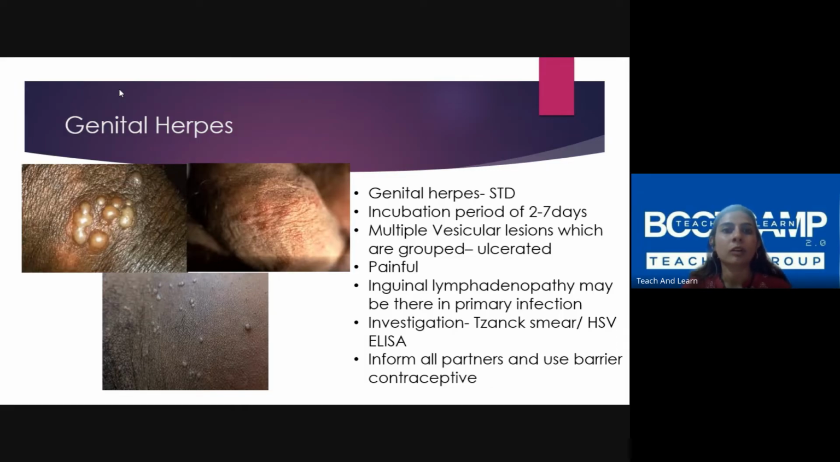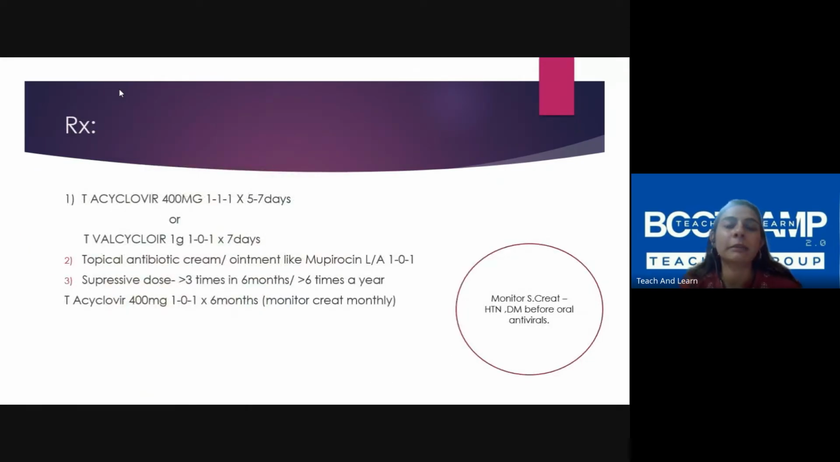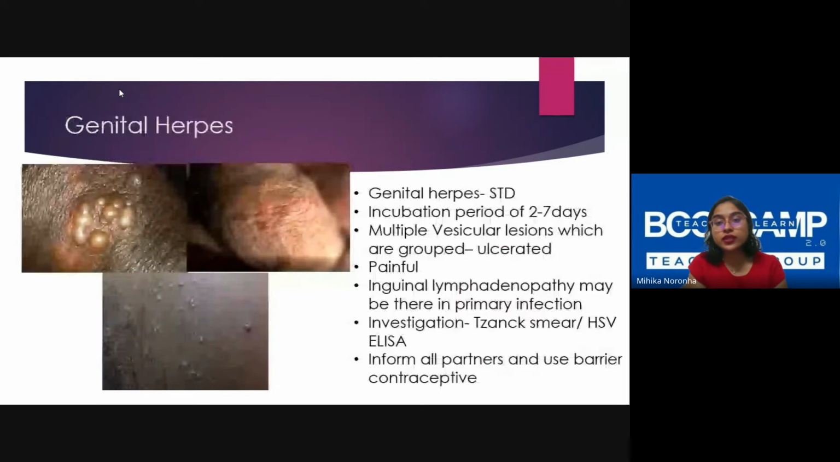In case of barrier contraceptive also, if there are lesions on the scrotum or labia majora, thighs and all of that, there is a chance of spreading the disease even after using a condom. So you have to tell them that as well. See, one of the things to remember with herpes is, even if they don't have the active vesicles, they can still transmit the disease. So it is their responsibility to inform all future partners that they have this infection.